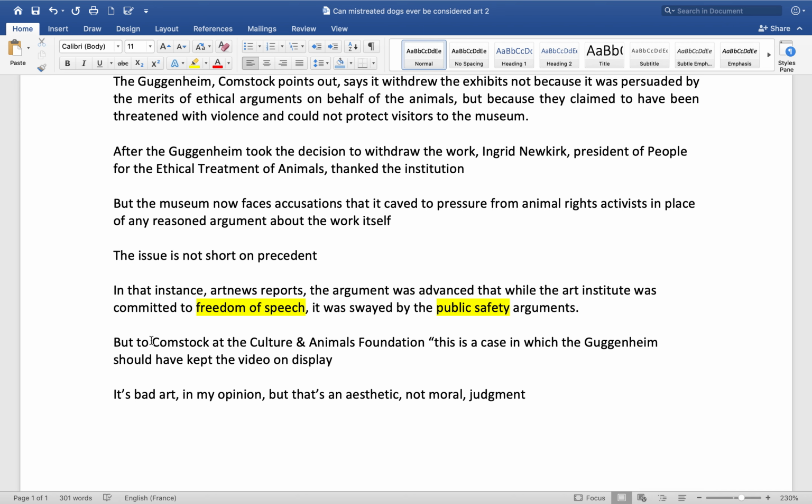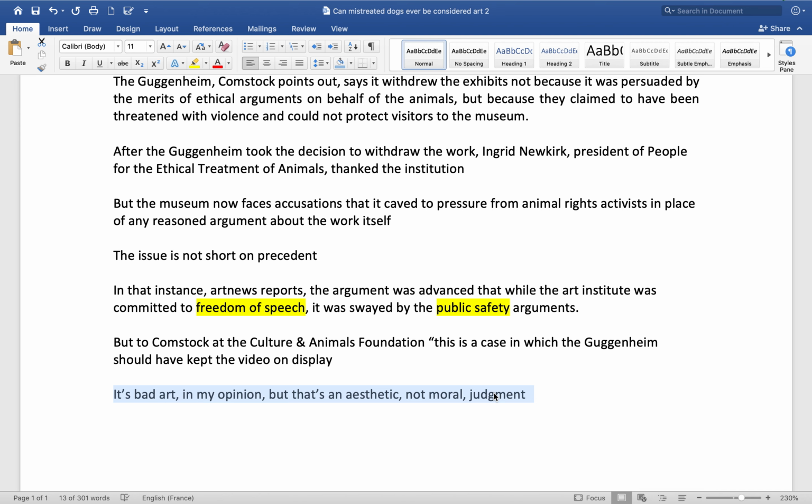But to Comstock, we're back to this man. We're going to have to identify him at some point. But to Comstock at the Culture and Animals Foundation, this is a case in which the Guggenheim should have kept the video on display. So this man, we know for a start that he thinks the museum should have taken a different decision. Right? And then the last paragraph starts with a very interesting sentence.